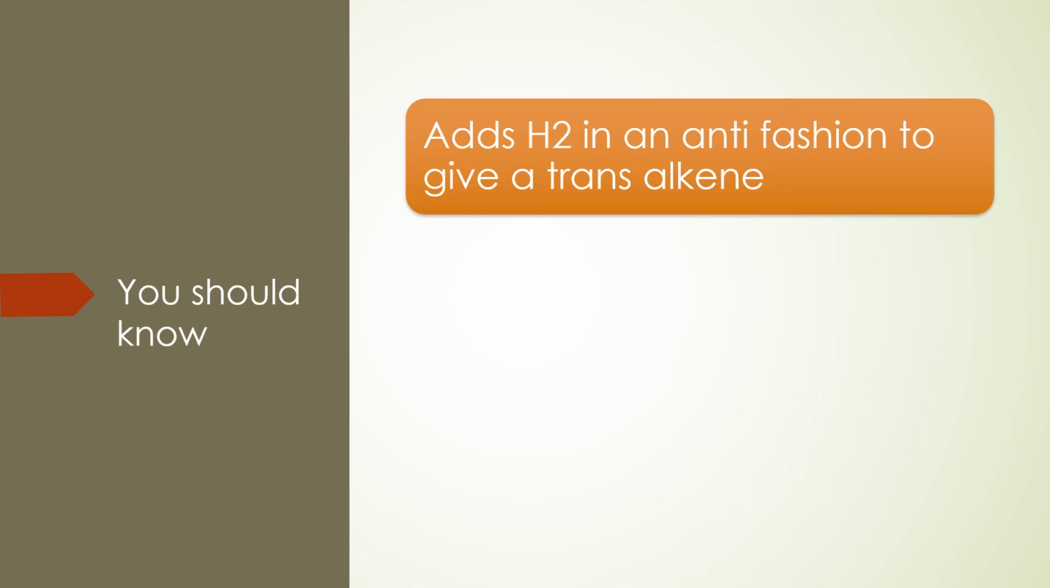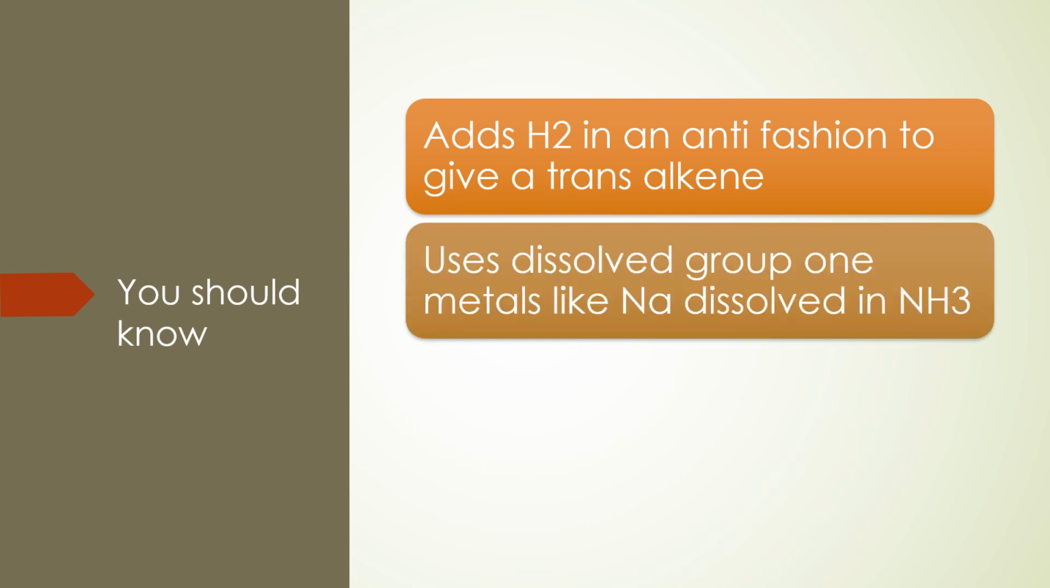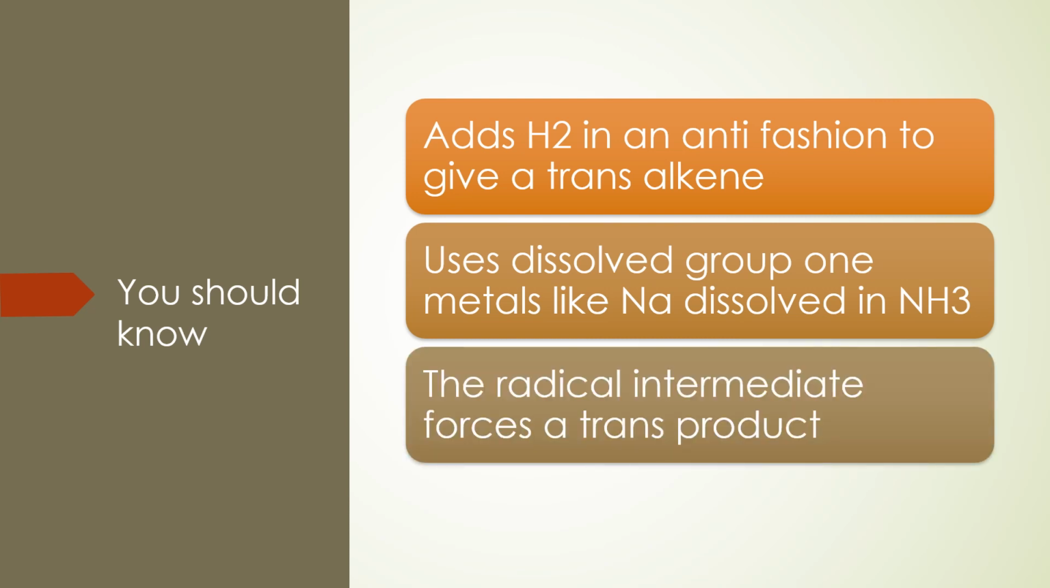Before we get into dissolving metal reactions, you should know that it adds hydrogen in an anti fashion and it gives us a trans-alkene. We use dissolved group 1 metals like sodium dissolved in ammonia. It has a radical intermediate that forces a trans product.